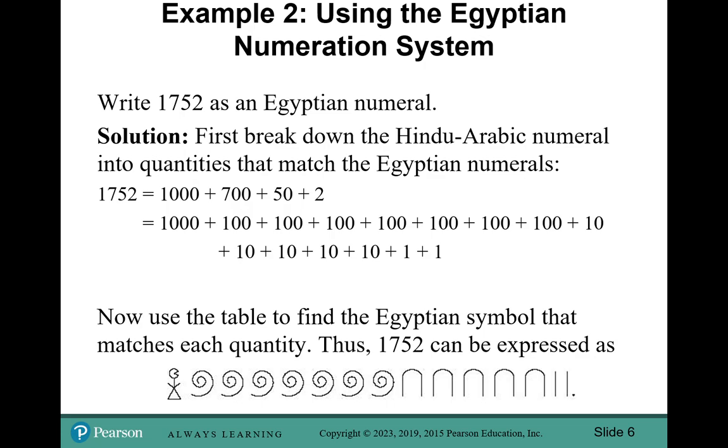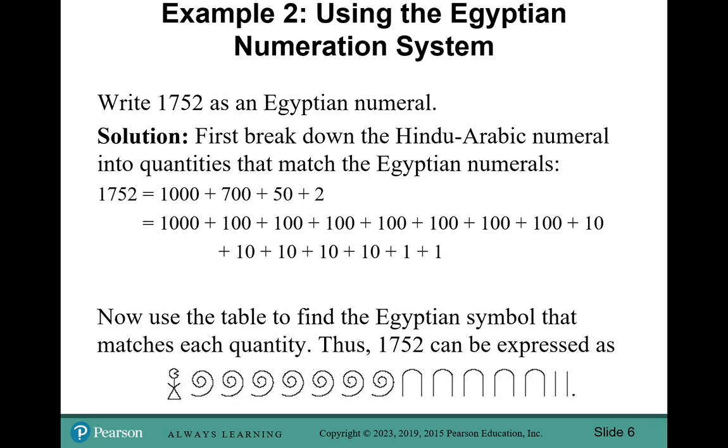Now let's try to go the other direction. We want to write 1,752 as an Egyptian numeral. First, we need to break down the Hindu-Arabic numeral, the 1,752, into quantities that match the Egyptian numerals. So we're going to break this 1,752 down into 4 segments. First, we're going to break it down into 1,000. We're also going to break down the 700 part, the 50 part, and the 2 part.